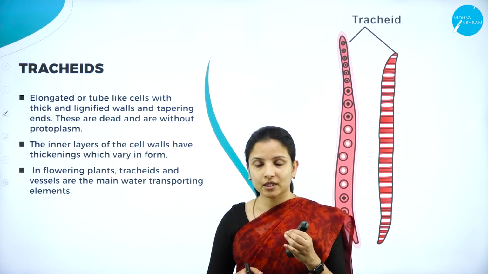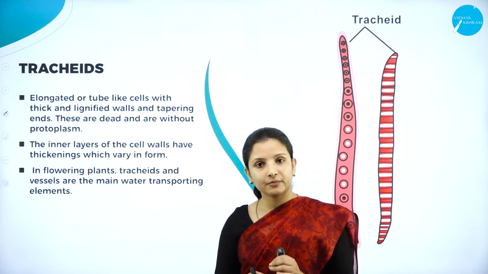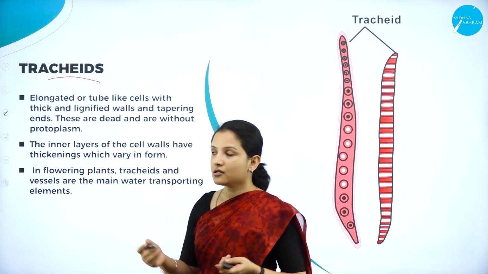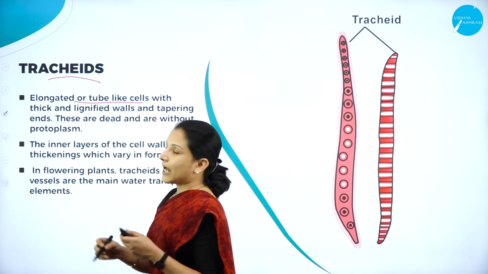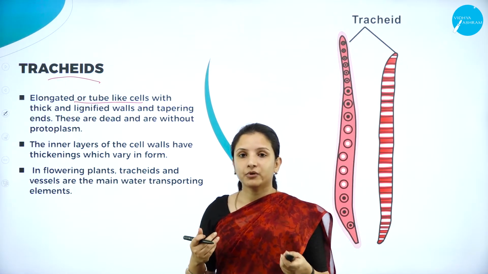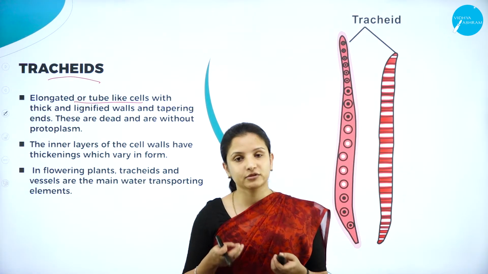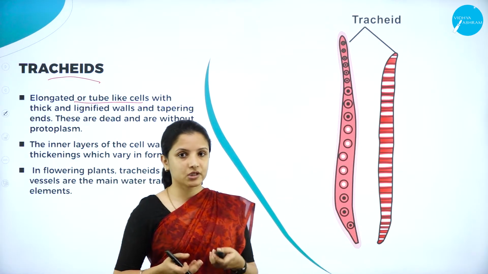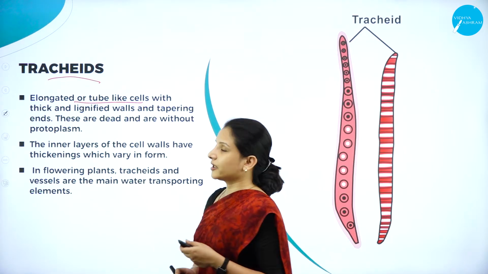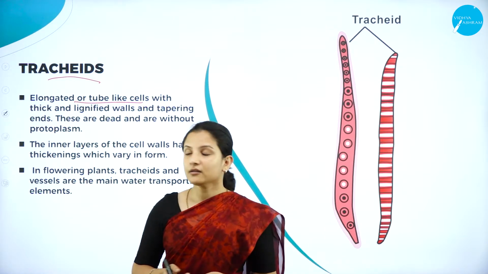I had told you one more thing, that in gymnosperms vessels are absent, but all the other three xylem elements are present. So, tracheids. Tracheids are usually elongated, tube-like cells, and they have thick and lignified walls. Remember, we had talked about Sclerenchyma fibers. Just like how the Sclerenchyma fibers look in a simple tissue, the xylem tracheids also look like that. They are elongated and tube-like.